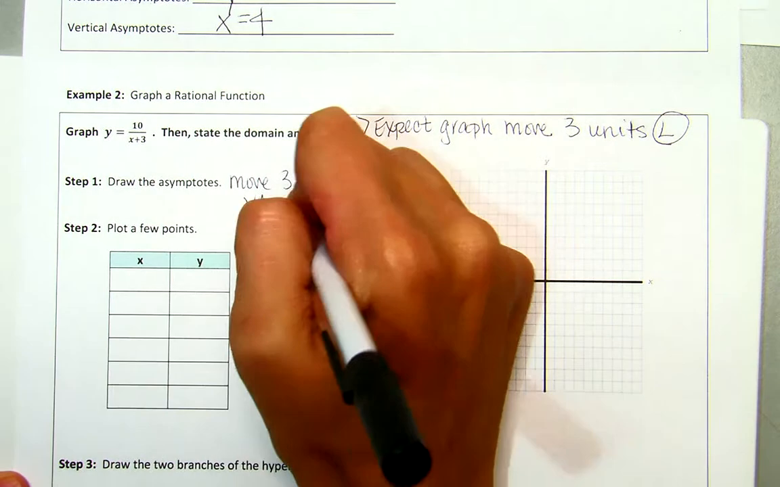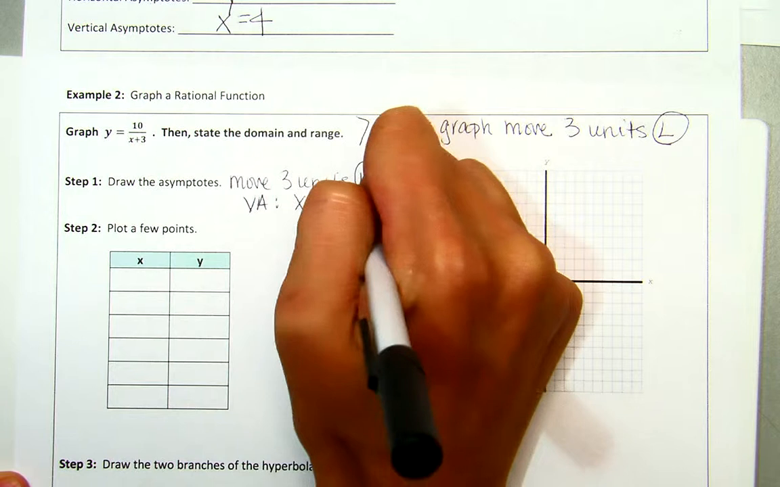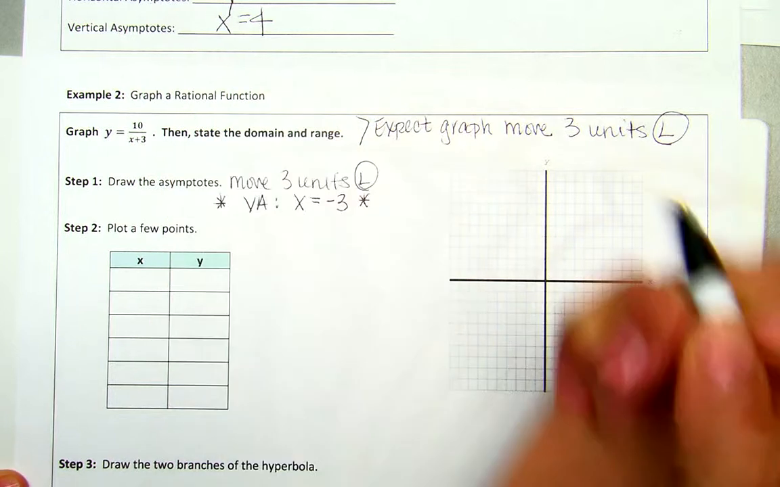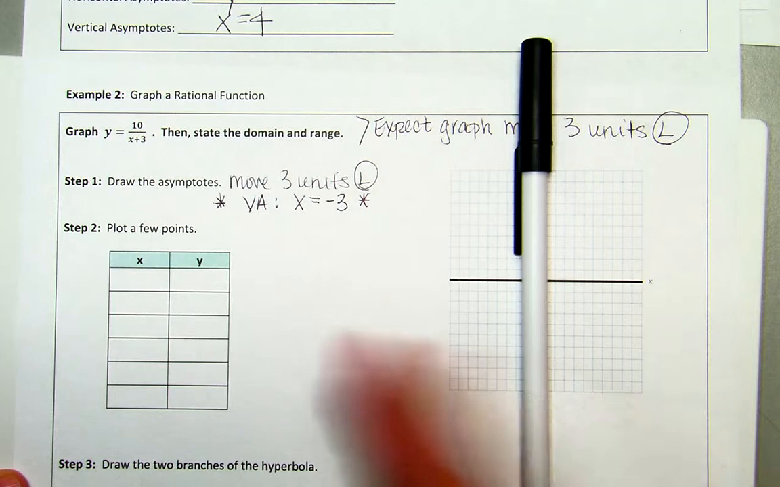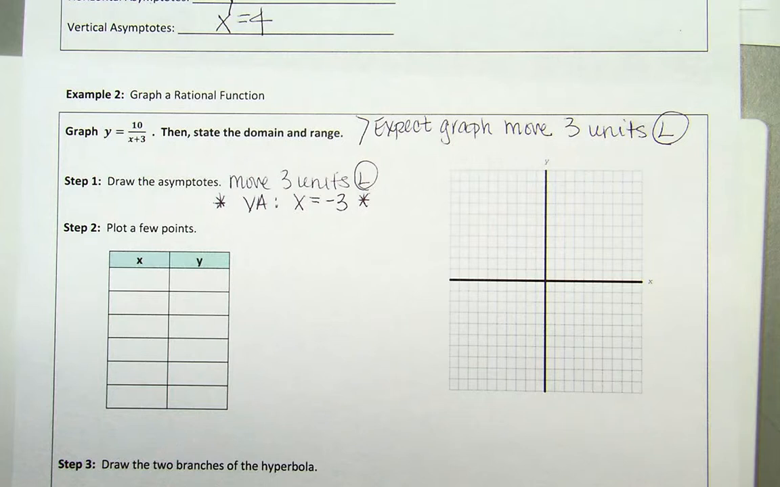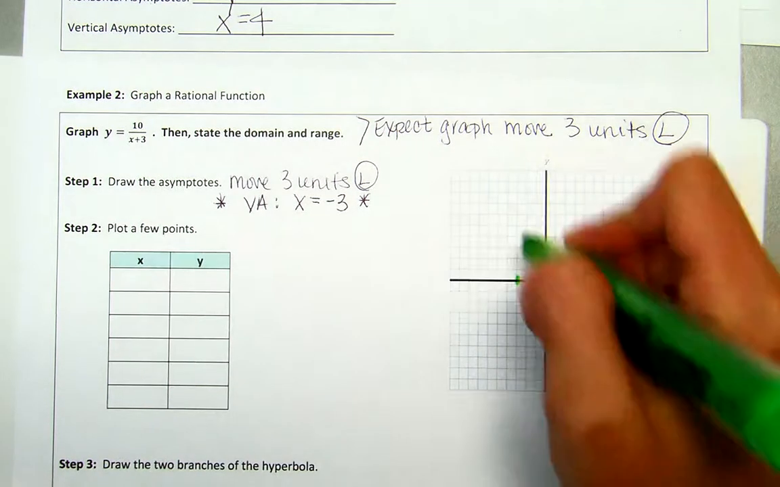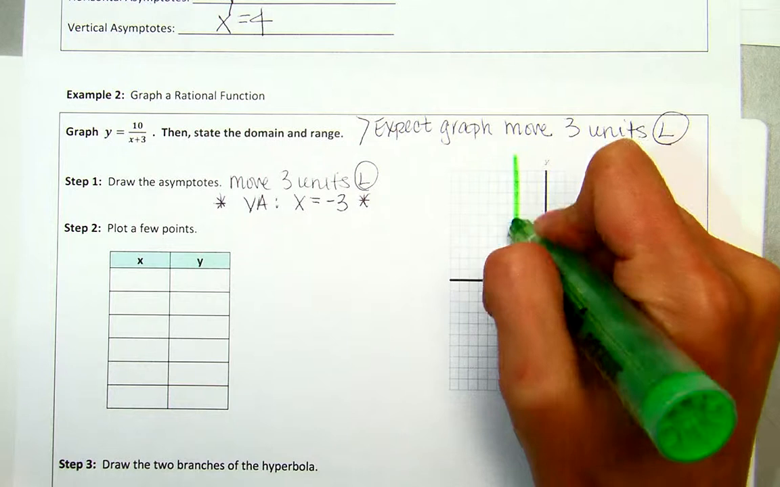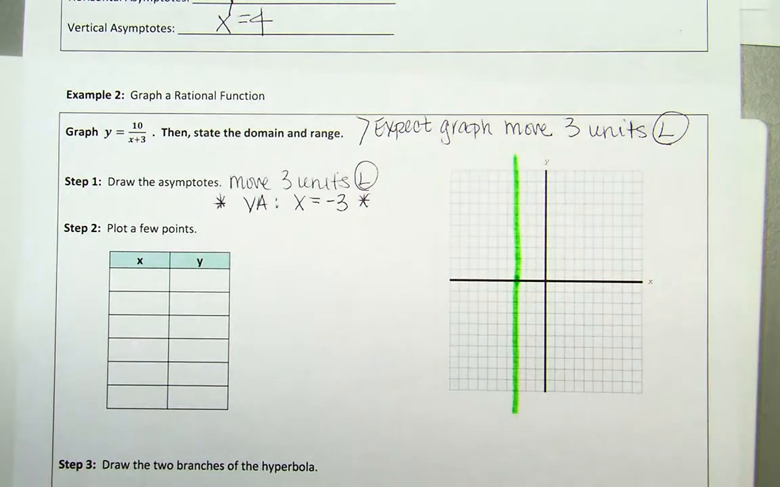So my vertical asymptote, my new vertical asymptote, is going to be x is equal to -3. And that's one thing that we want to make sure we understand. So vertical asymptote, because I'm moving 3 units to the left, that's going to also shift 3 units to the left. So I'm going to take my marker or highlighter. 1, 2, 3. And draw my vertical asymptote.